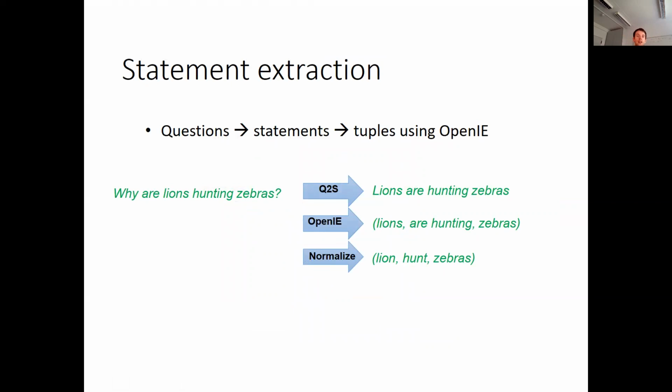And given the actual questions, like why are lions hunting zebras? This is first translated with simple lexical rules into a statement. So lions are hunting zebras. Then open information extraction is applied, getting a triple like lions, are hunting, zebras. And soft normalization is applied to get rid of the R. So lion hunt zebras is the resulting statement.